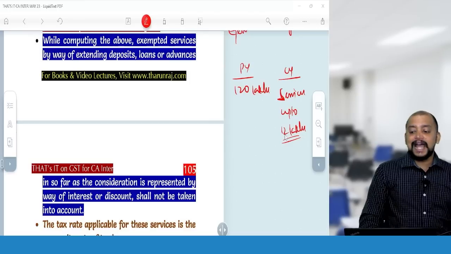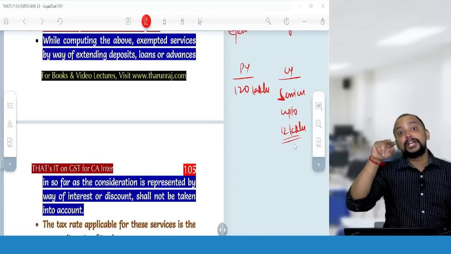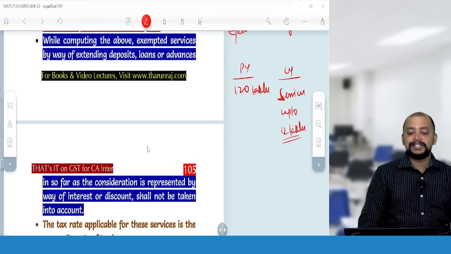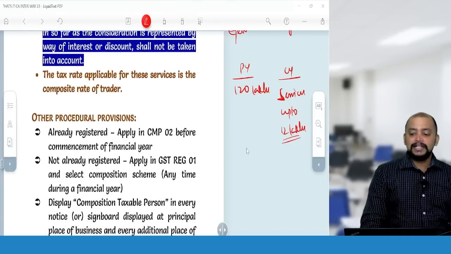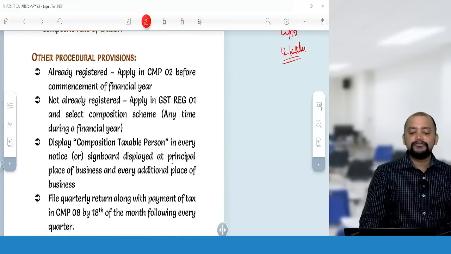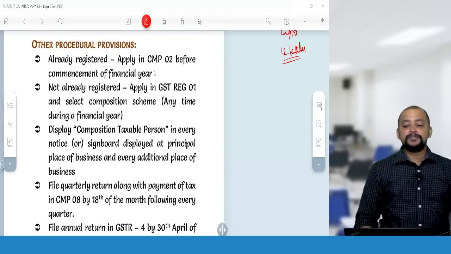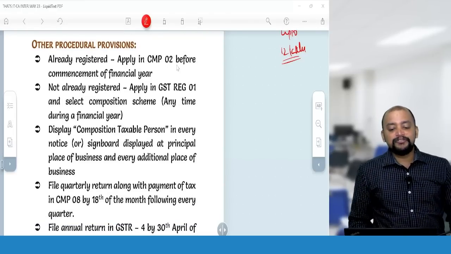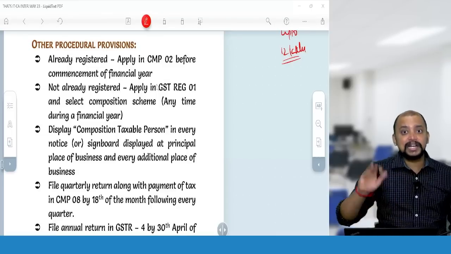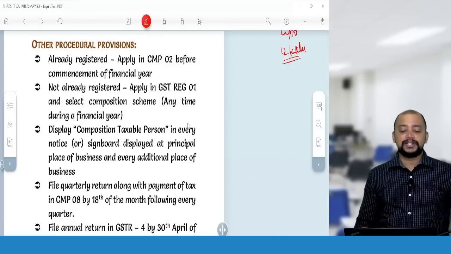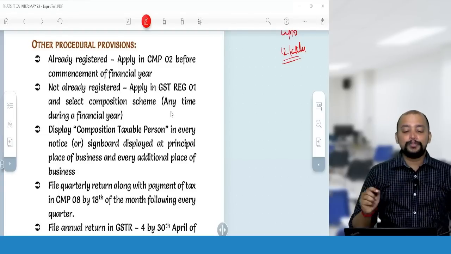Then what is the tax rate applicable for these services, these 10% services? The tax rate applicable, as for a trader, is 0.5% CGST and 0.5% SGST on taxable turnover. Then other procedural provisions: suppose you are already registered, how do you go into composition scheme? We need to apply in form GST CMP-02 before commencement of the financial year. Suppose you are not already registered and are only now getting registered, you can directly make the application for registration. In that application, we can select composition scheme.